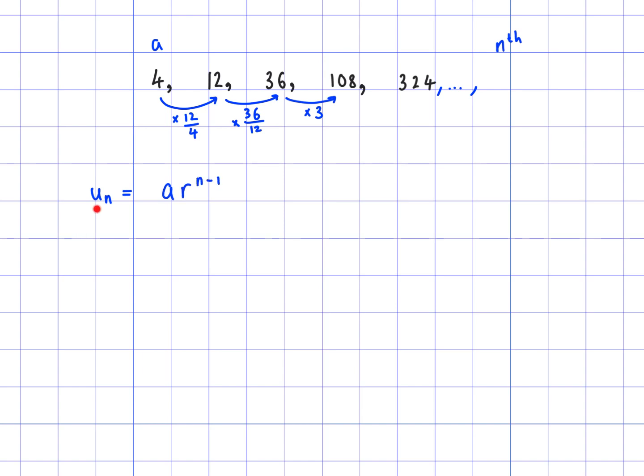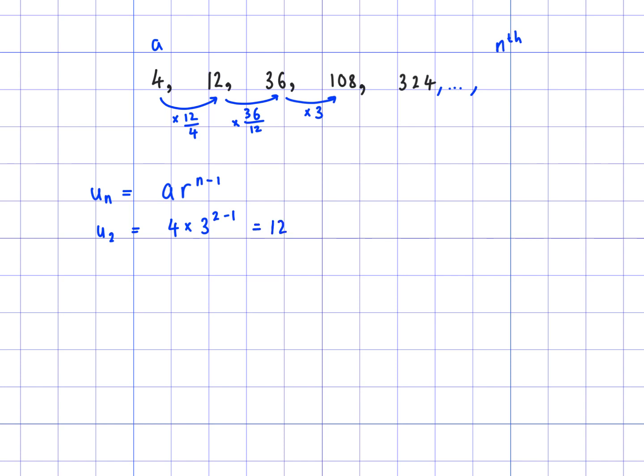I'm just going to show you that this does in fact work for some of these. So if I want to find the second term, let's say, the first term is 4, I know that, so 4, times the common ratio, which is 3, so 3, and for the second term, that will be 2 take away 1 here, so I just substitute 2 for n, and 2 take away 1 is 1, so 4 times 3 is 12, and that is what I have in my sequence.